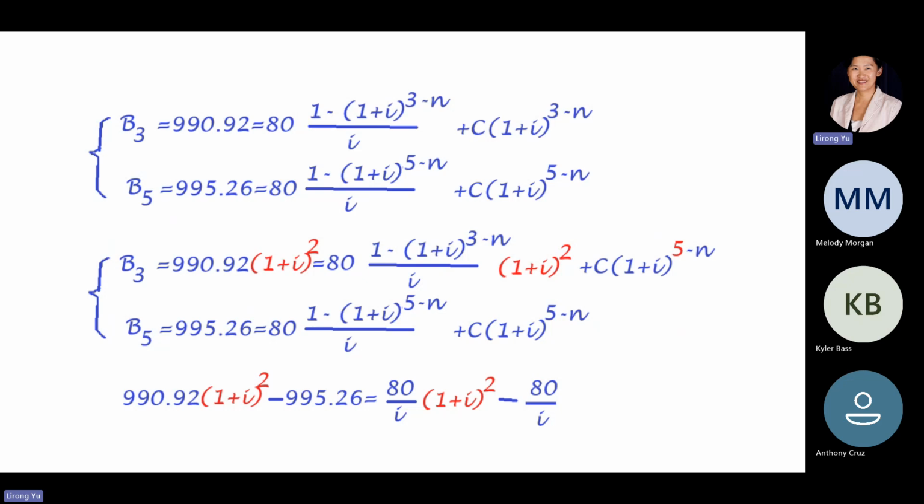So after that, we can do subtraction. You can take the first equation, subtract the second equation. So I'm displaying the subtraction on the left side. Now the subtraction on the right side is more extensive. You see the C will be canceled, right?